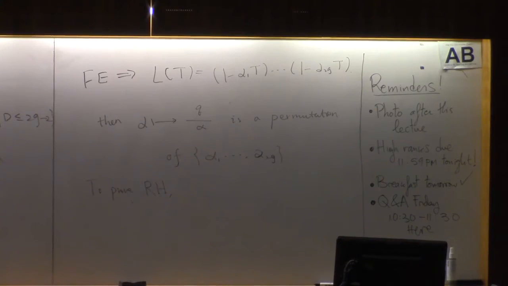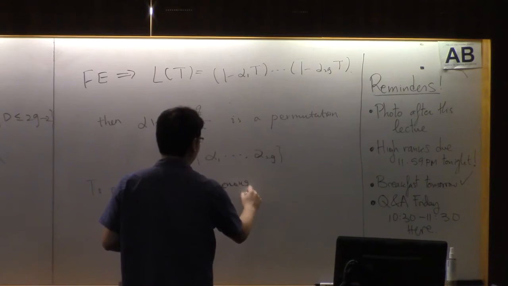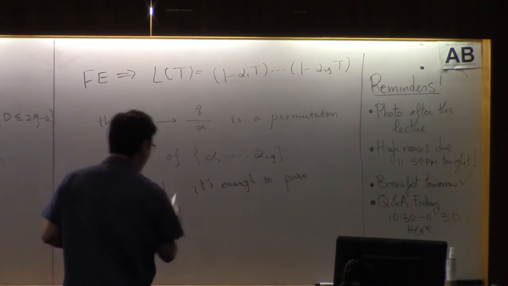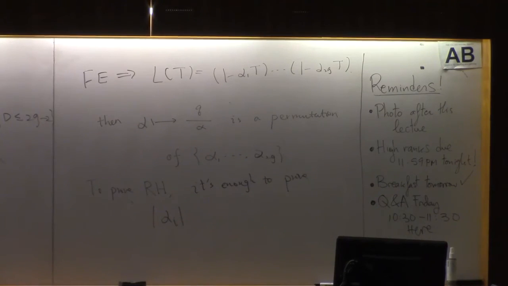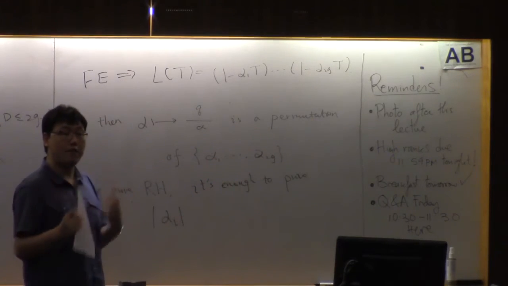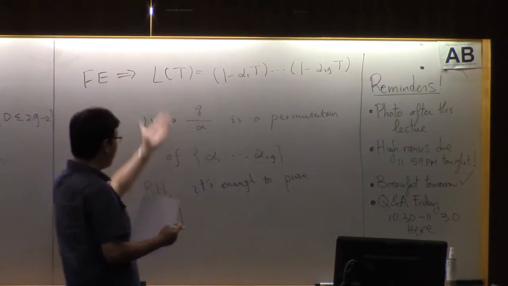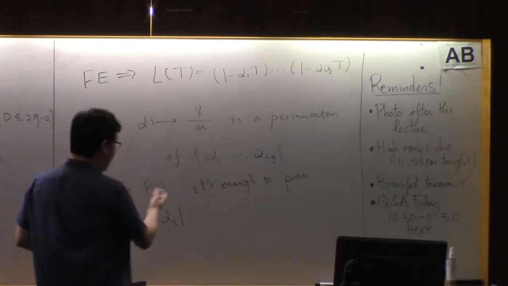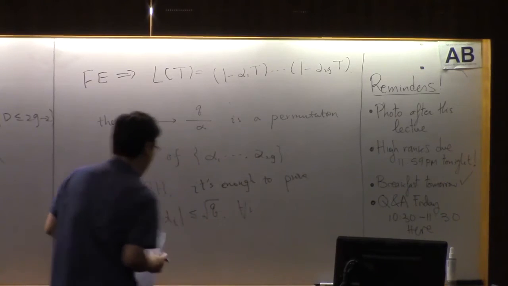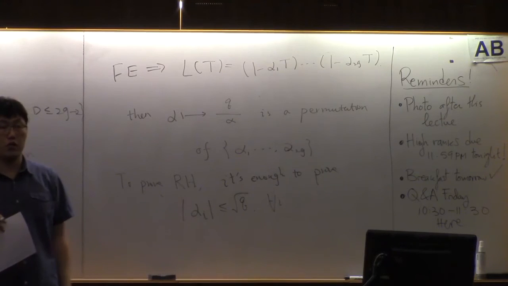In order to prove the Riemann hypothesis, it is enough to prove the absolute value... So recall, what does the Riemann hypothesis mean? It means that these 2G numbers, as complex numbers, all have absolute value square root Q. But if we have this fact, to prove the Riemann hypothesis, it is enough to prove the absolute value of all these 2G numbers are smaller or equal to square root Q.